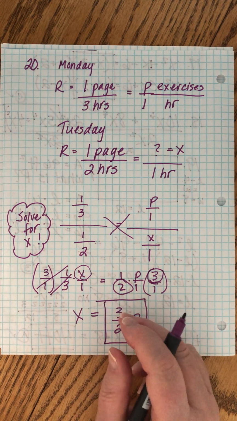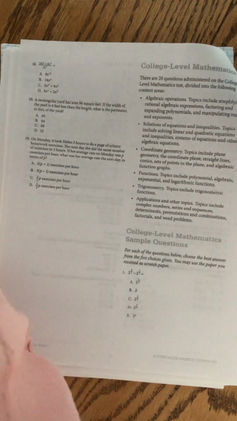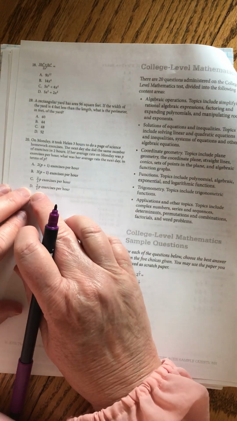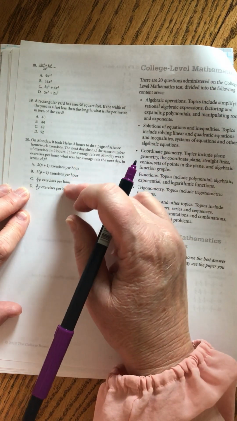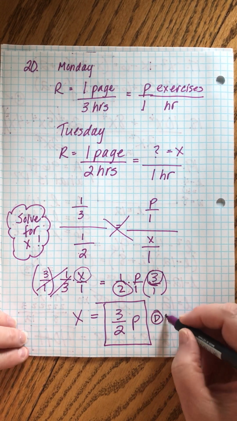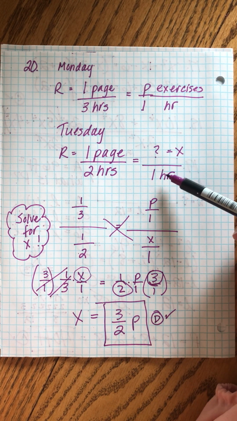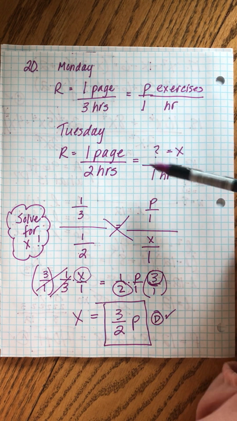And when we look at our answers, it's too dark again. That's better. We see that answer D is 3/2P exercises per hour. They all have the same description on them, so we know that's right. 3/2, this is D, and guess what? That's the right answer. Okay, so that's how many exercises per hour she did. Because that's our new rate. First was pages per hour, then we switched it to exercises per hour.